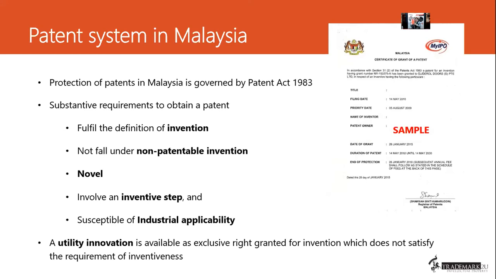I have this. It's the Patent Act 1983, okay? So, patents. In order to get a patent, you need to satisfy the following requirements, all right? First, you must fulfill the definition of a real invention, and it must not fall under the non-patentable inventions. It must be novel. It must involve an inventive step and be susceptible to industrial application, okay?